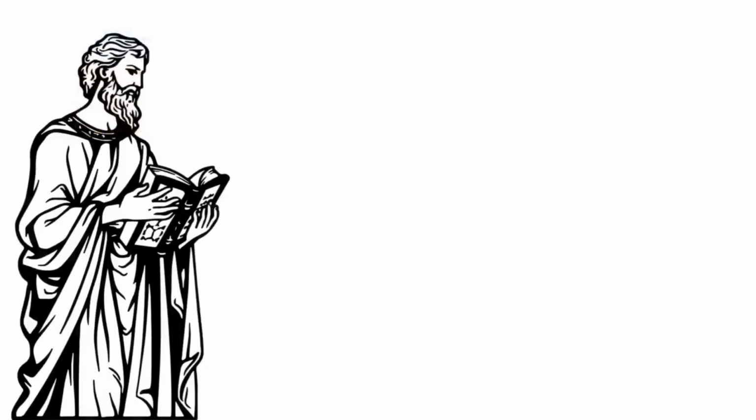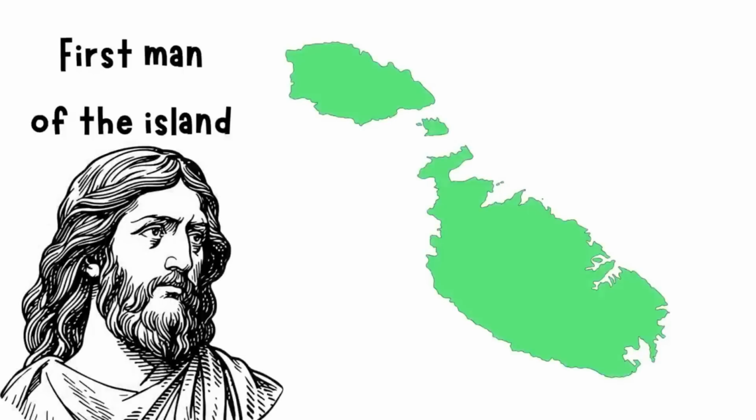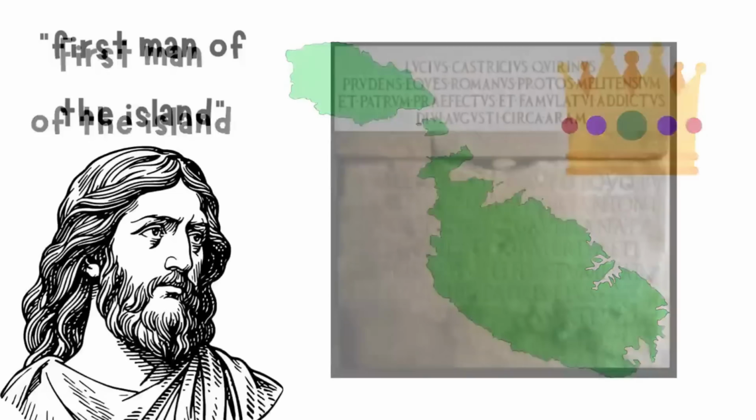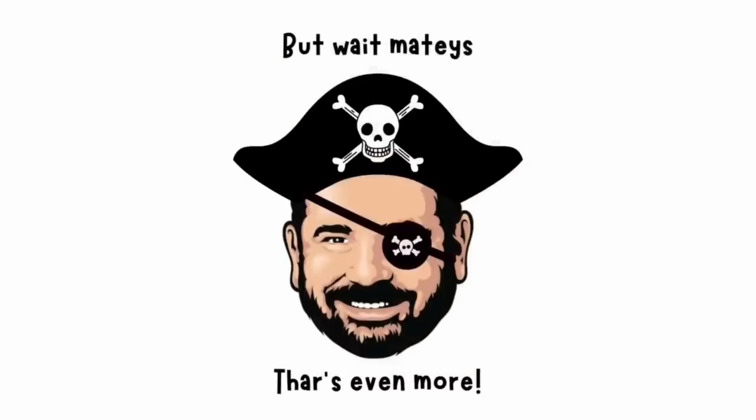And get this, in Acts 28:7, Luke refers to a guy named Publius as the first man of the island. Now, that might sound like some random title, but it was actually the official designation on Malta, backed up by archaeological inscriptions and all. But wait, there's even more to this fascinating puzzle.